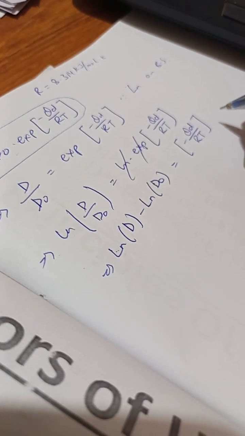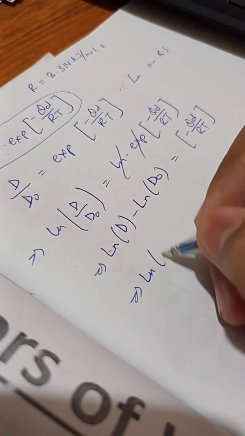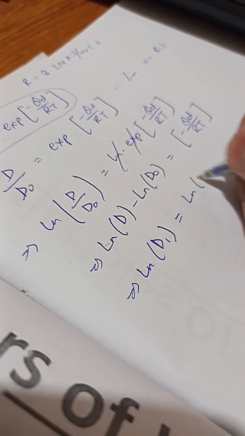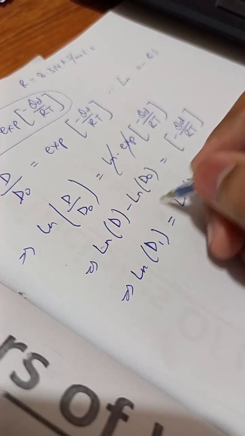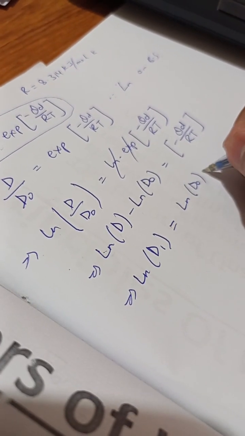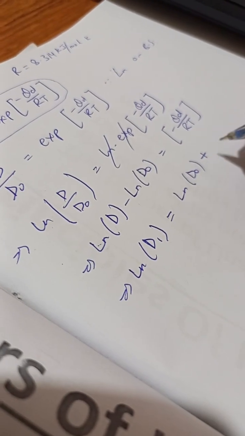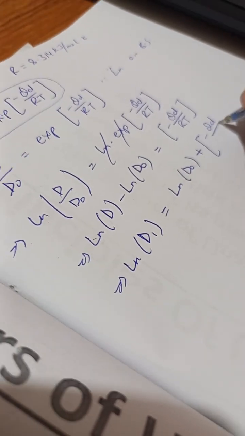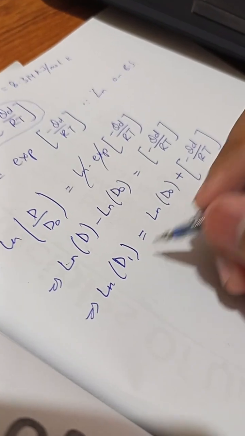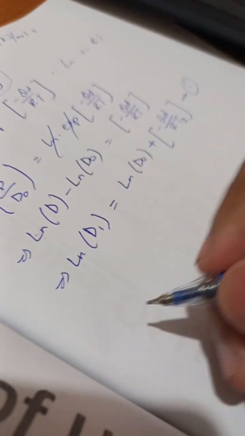Now we will just rearrange the values in such a way that ln D1 is equal to ln D0, changing this over there, plus this. Since this is D1, the temperature over here will be T1. This is equation number 1.